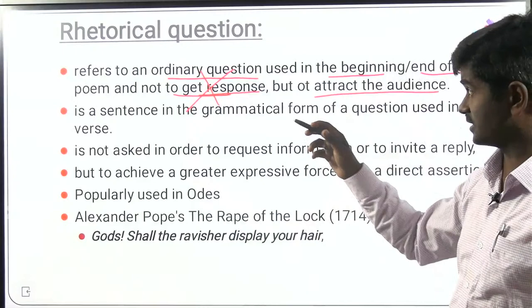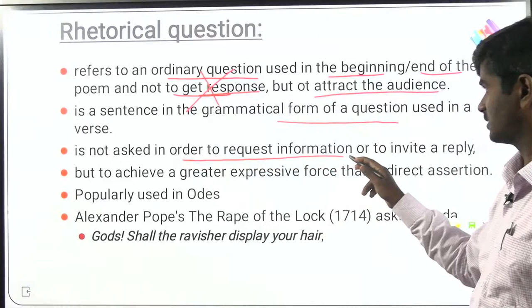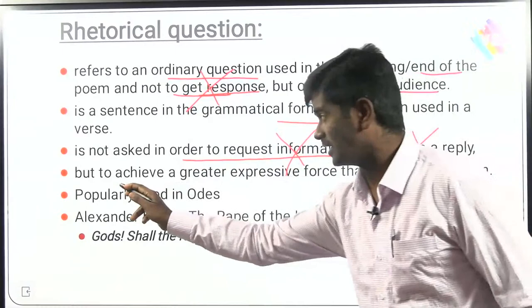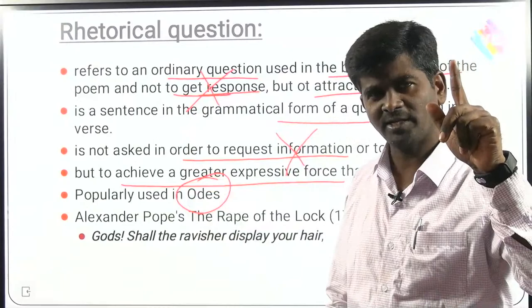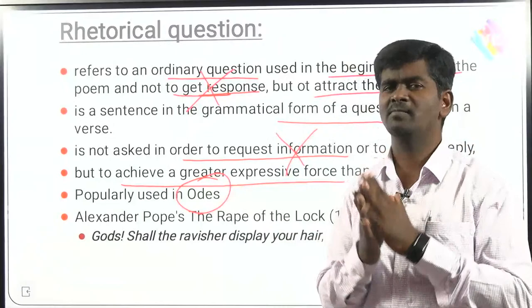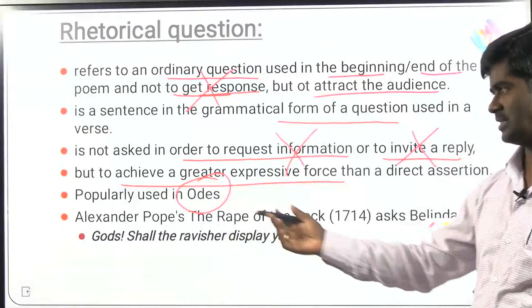Next, it's a statement in the form of a grammatical question. It is asked not to request information or to invite a reply, but only to achieve greater expressive force than direct assertion. This is commonly used in odes, like Ode to the West Wind, Ode to Autumn, Ode to a Nightingale, Ode to a Skylark. If you read these lengthy poems, you find a number of rhetorical questions. One of the examples is used by Alexander Pope, you can observe.